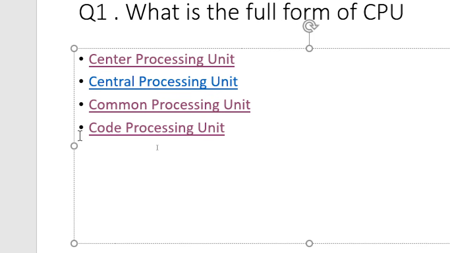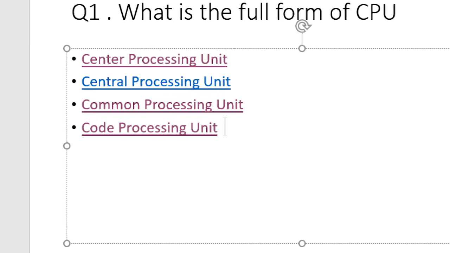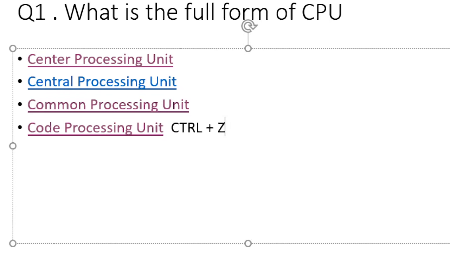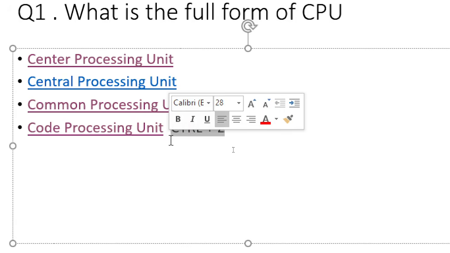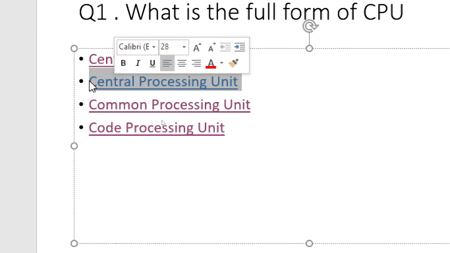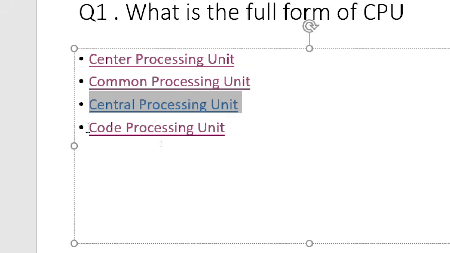If you have done a mistake, Control Z is your choice. Ctrl plus Z is your most favorite keyboard shortcut. Undo the mistakes. So I take it here and I'm going to drag it here. It's going to come here.